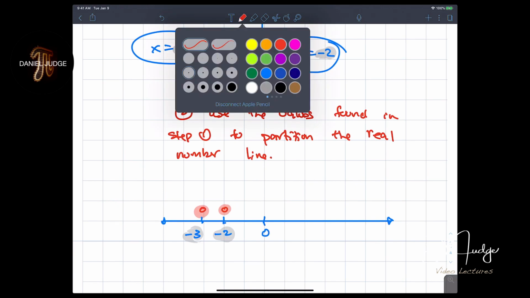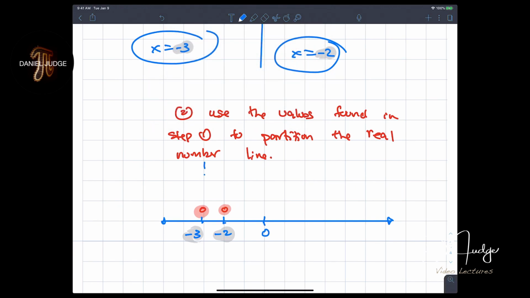I'm also going to say to you, when you partition, this is what I mean by partition. Draw this imaginary vertical line through, X is -3 and X is -2. This creates, ladies and gentlemen, 1, 2, 3 regions. So you have what we call a partition of the real number line. And that's what we want. We want a partition.